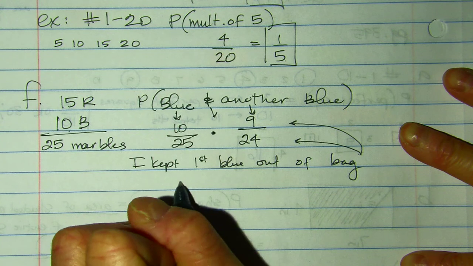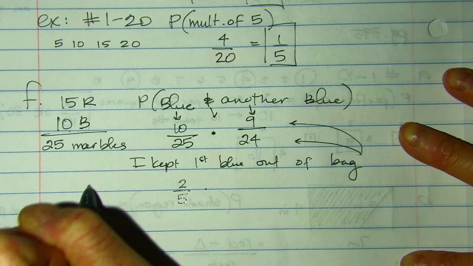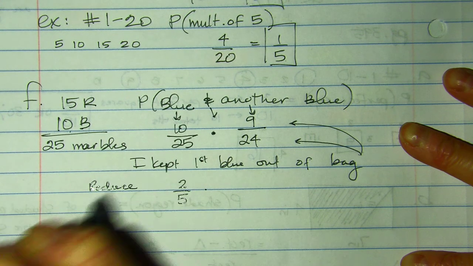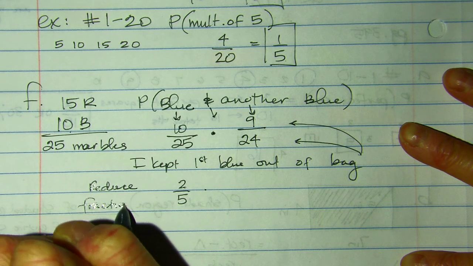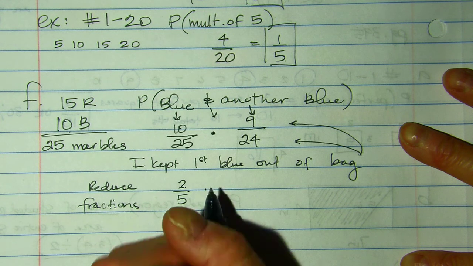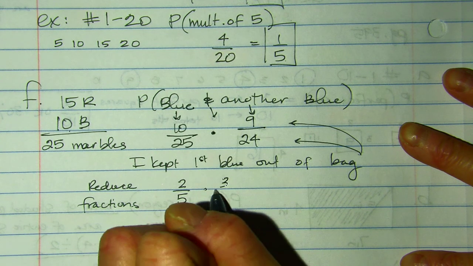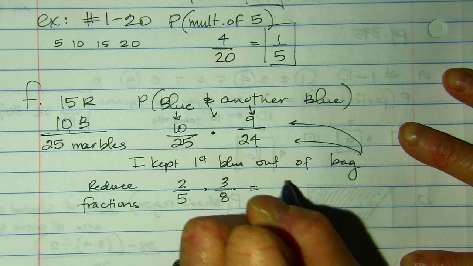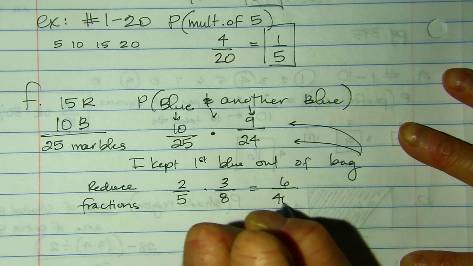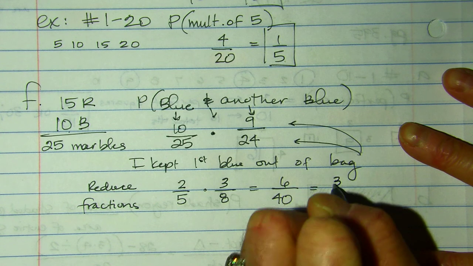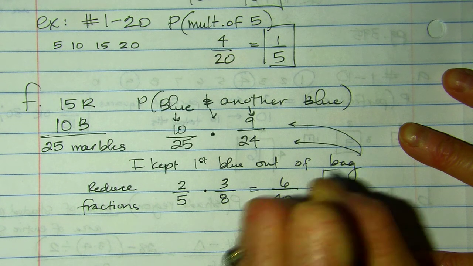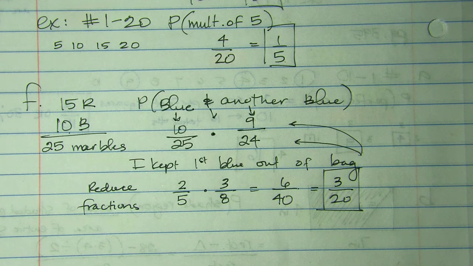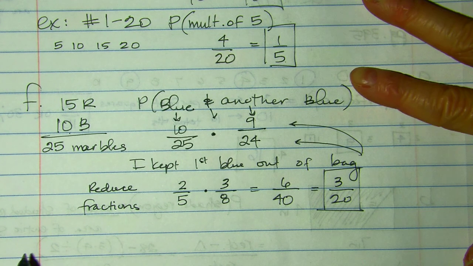10 out of 25 is 2 over 5. It makes it easier to multiply reduced fractions. And 9 over 24 would be 3 over 8. And so now I have 6 out of 40 or 3 out of 20. Lots of those on tests and stuff. So hopefully you have that.